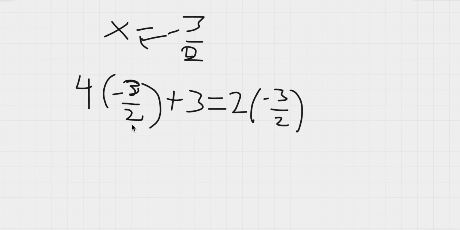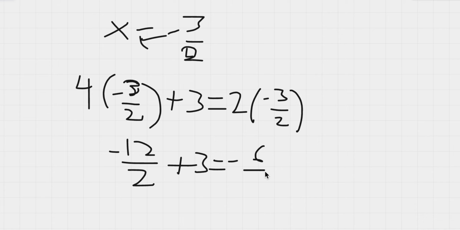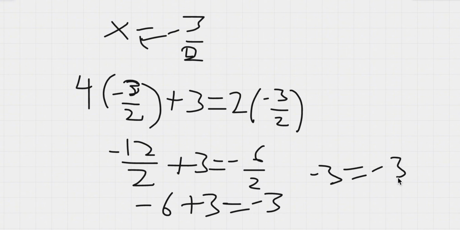So first we're going to multiply, and we're going to get negative 12 over 2 plus 3 is equal to negative 6 over 2. And we know that 12 divided by 2 is 6, and I have that negative, so we're going to have negative 6 plus 3 is equal to negative 3. And if we simplify this further, we're going to get negative 3 is equal to negative 3, which is going to make x equal to negative 3 divided by 2, true.